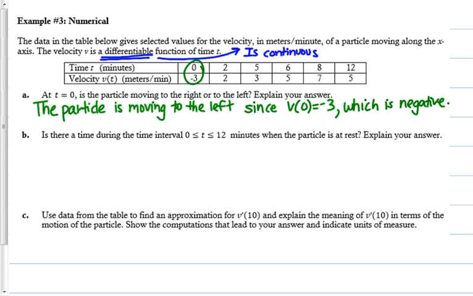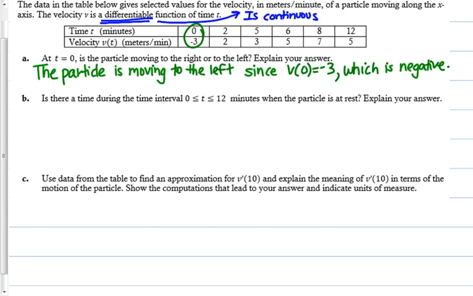Okay, part B. Is there a time during the time interval between 0 and 12 minutes when the particle is at rest? Explain your answer. And if you notice the table, it just goes from 0 to 12, so the whole thing. At rest means that the velocity equals 0. If I look at my table, which is continuous, remember this function is continuous. It has no gaps. My velocity goes from negative 3 to 2.